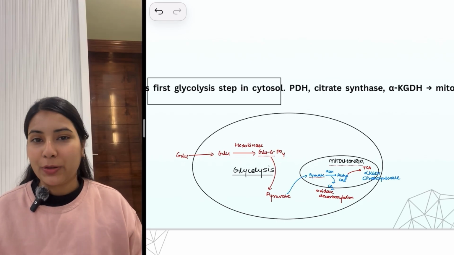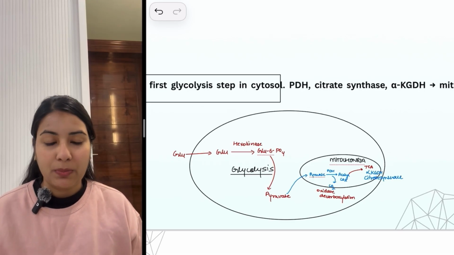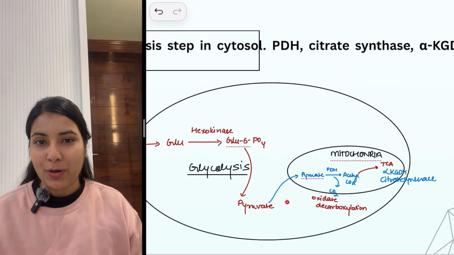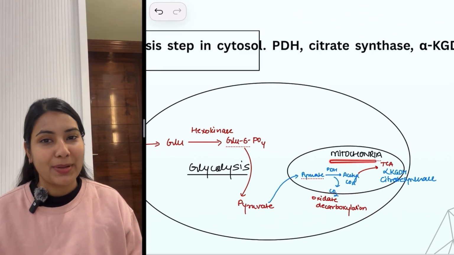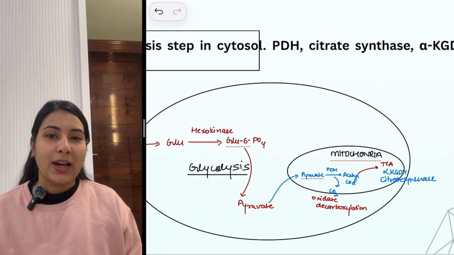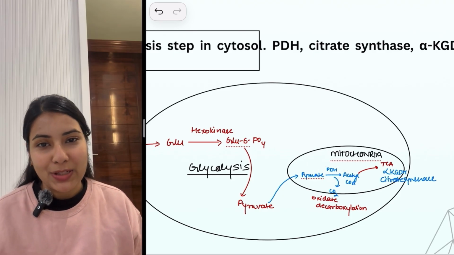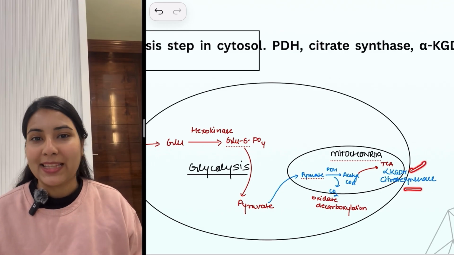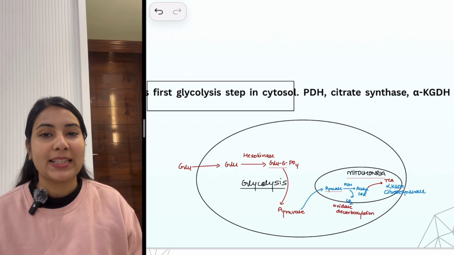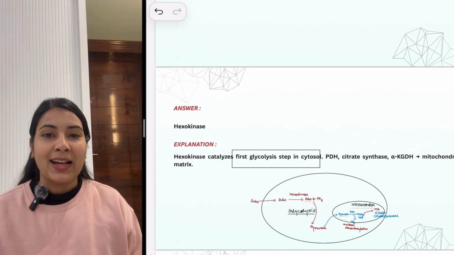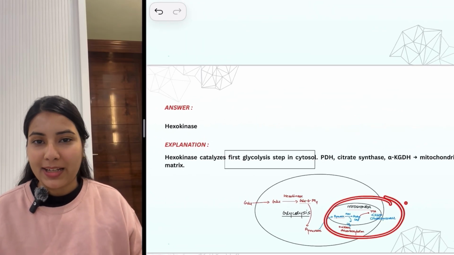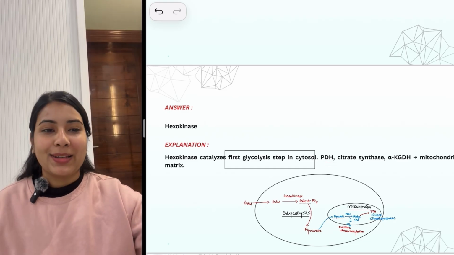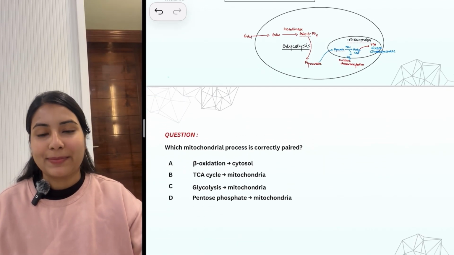Now after going into glycolysis, at last pyruvate is formed. Now this pyruvate undergoes oxidative decarboxylation in the mitochondria, and the enzyme is pyruvate dehydrogenase. Now this acetyl coenzyme A which is formed undergoes the TCA cycle, and these two enzymes, citrate synthase and alpha ketoglutarate dehydrogenase, are enzymes of the TCA cycle. And now these three reactions are occurring in mitochondria, so the answer is hexokinase. So moving on to the next question.